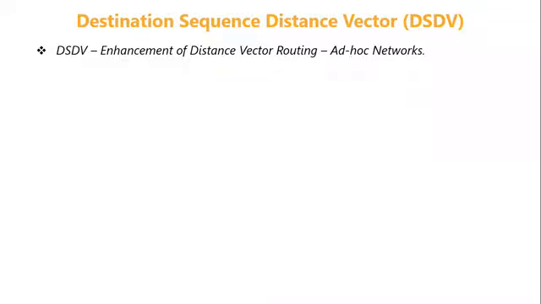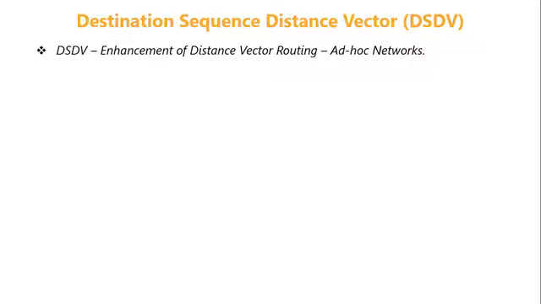The topic we'll be discussing in this lecture is the destination sequence distance vector routing algorithm. So DSDV, destination sequence distance vector routing, is an enhancement to distance vector routing for ad hoc networks. Distance vector routing is used with wired networks. This is an improved version of distance vector routing, called destination sequence distance vector routing, which is used with ad hoc networks.